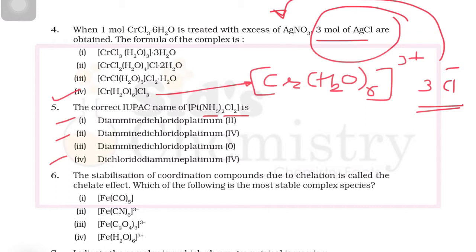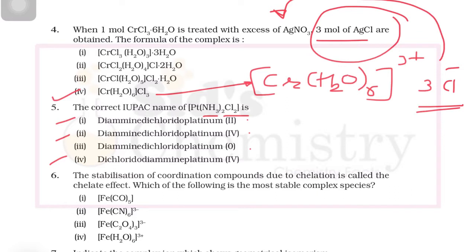Then we have to write the name of the metal ion, that is platinum, which is also given in all the 3. The main thing is that we have to put the correct oxidation number, and if we can find the correct oxidation number, then that will be the correct answer.